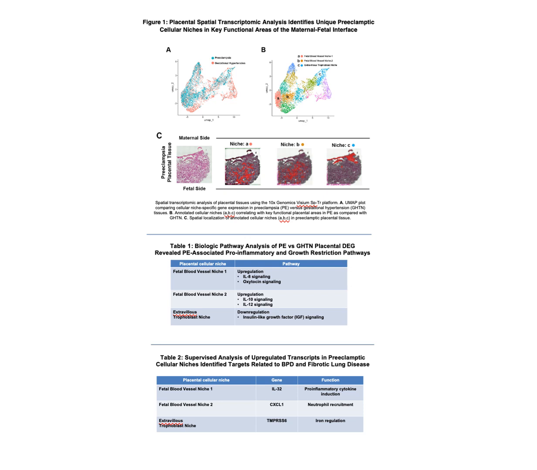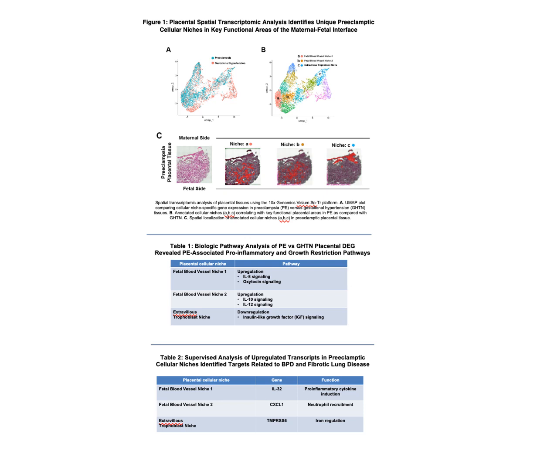We also then conducted a supervised analysis looking at gene transcripts that were specifically upregulated in preeclampsia and those that had been previously identified as important or related to fibrotic lung disease or BPD. In our fetal blood vessel niches, we identified 2 immune driving factors, one interleukin 32, as well as CXCL1. These are involved in pro-inflammatory cytokine production and neutrophil recruitment. Both have been previously implicated in BPD pathogenesis.